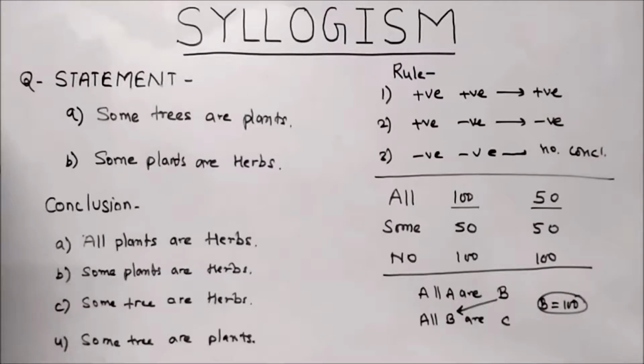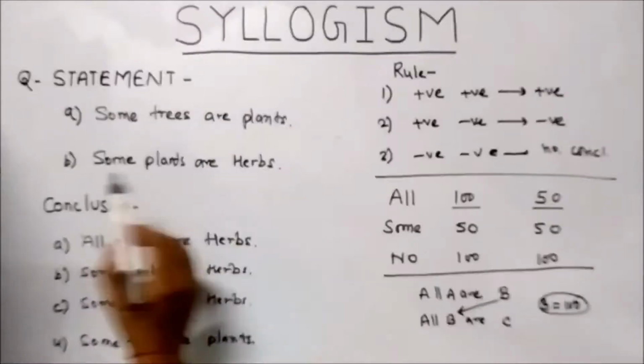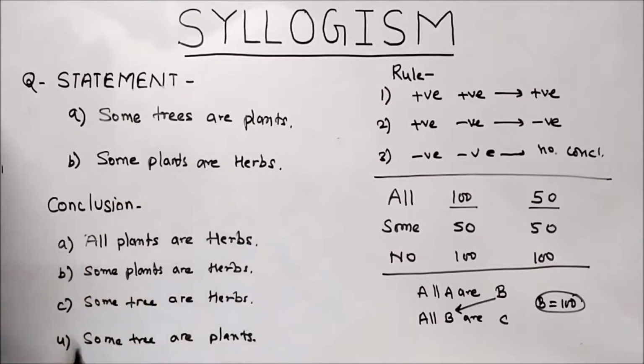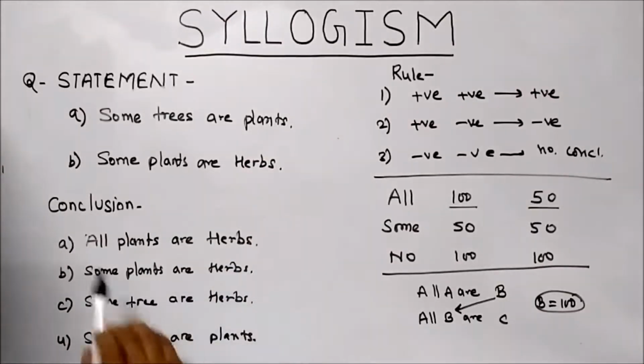Now we solve third question. Here statement is some trees are plant. Second statement is some plants are herbs. And we have four conclusions here. First is all plants are herb. Second, some plants are herb. Third, some trees are herb. Fourth, some trees are plant.